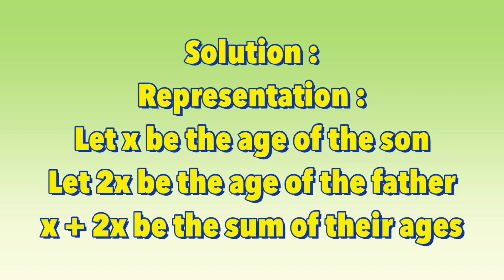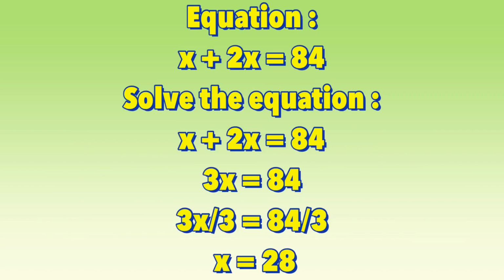So that's why, in our representation, we have the sum of their ages. So the equation now, we have x plus 2x. Then to complete the sentence for the equation, equals 84. Then we have to solve the equation. x plus 2x equals 84.